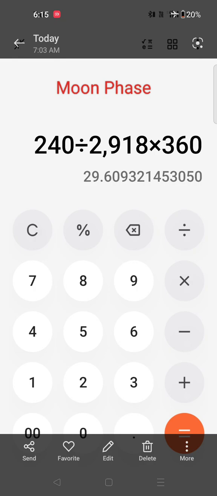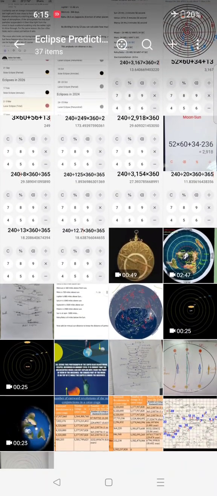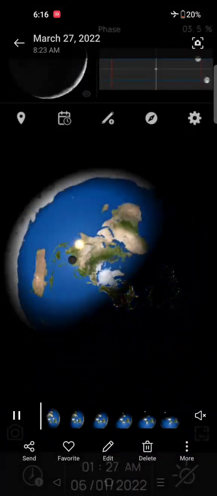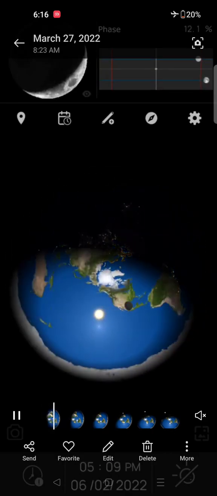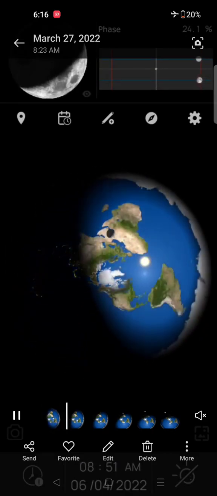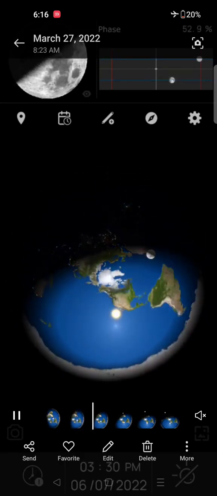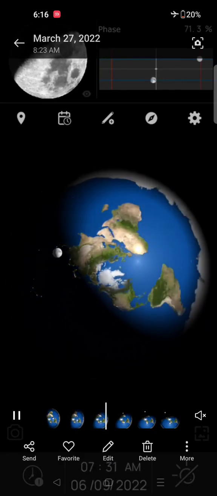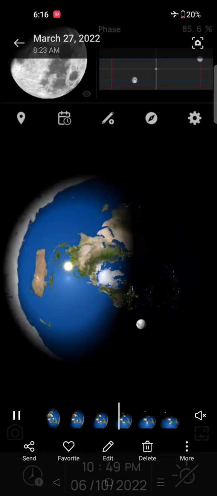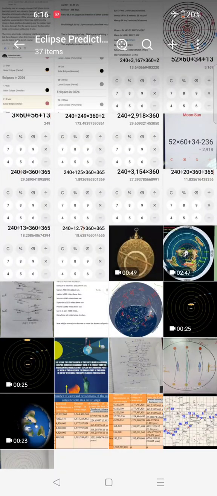Now 240 divided by this and into 360 degrees to complete 360 rotation, it is 29.6 days. This is the exact time taken to complete this phase change from new moon to full moon, then again to new moon. So new moon to full moon, that will be half. It will be 13.65 days.